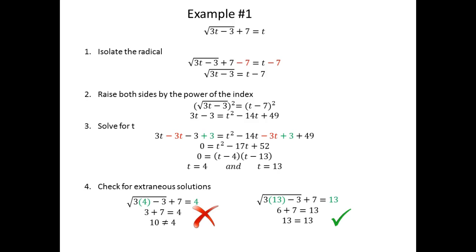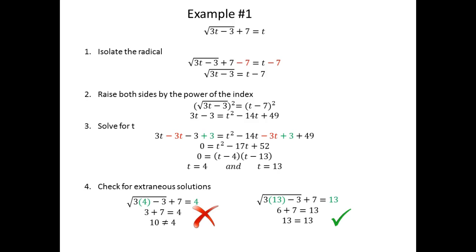And when I do that, I end up with t is equal to 4 and t is equal to 13. And very important, I do need to check every answer, whether I have more than one answer or just one. It's possible that there are no solutions or just one solution. And so I am going to substitute my answer back into the original equation and see if it works.